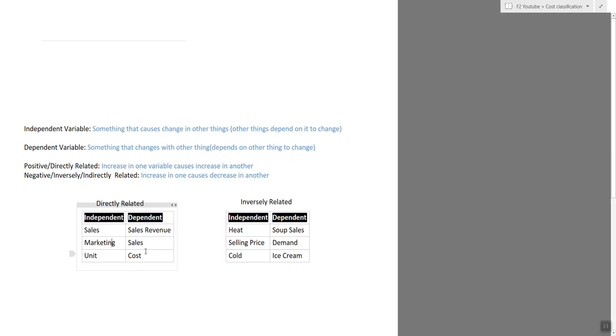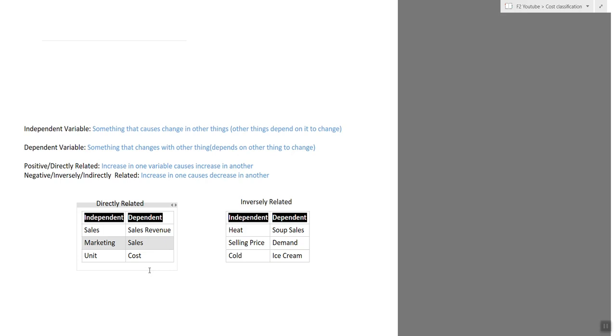So when we are comparing two things, maybe in one comparison a thing is dependent, and in another comparison it becomes independent. Like in sales and sales revenue, sales is independent, but when we're looking at marketing and sales, sales becomes dependent. So we cannot always say whether a certain thing is dependent or independent. We look at dependent and independent by comparing two things. Marketing here is independent and sales is dependent. So the more marketing, the more will be sales. Units and cost, the more units, the more will be cost. So when one thing increases, another thing increases with it.